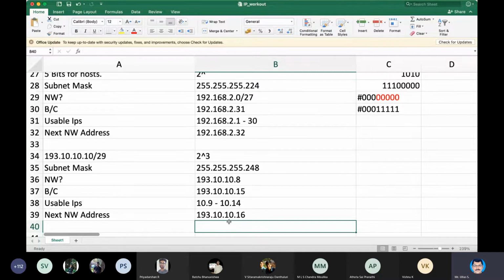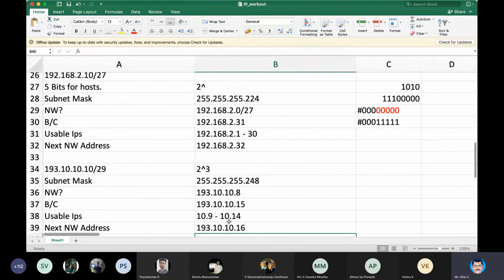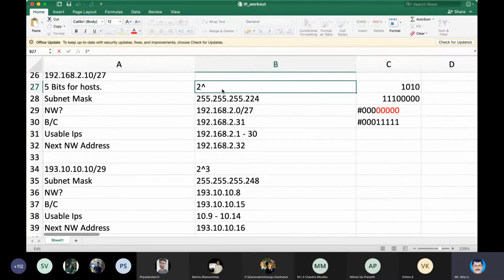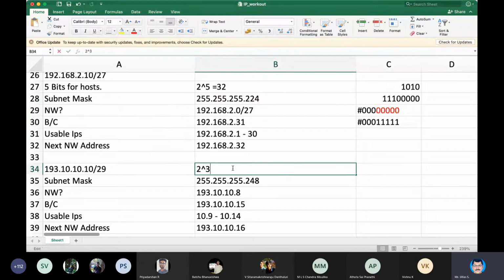Okay. Here it was 2 raised to 5, right? It's equal to 32. Here it is equal to 8. So the number of computers you can give is 8 minus 2. Total number of IPs are 8. So now you can actually calculate it easily. You need not sit and write all these calculations.